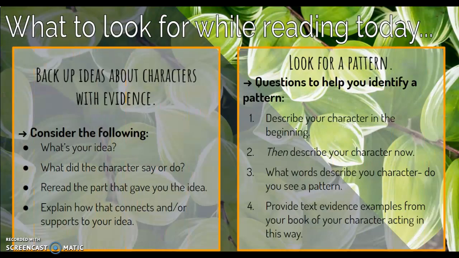In addition, look for a pattern. So, questions to help you identify a pattern. Start with: describe your character in the beginning. 2, then describe your character now. In what ways have they evolved or developed? 3, what words describe your character? Do you see a pattern? And 4, provide text evidence examples from the book of your character acting in this way.